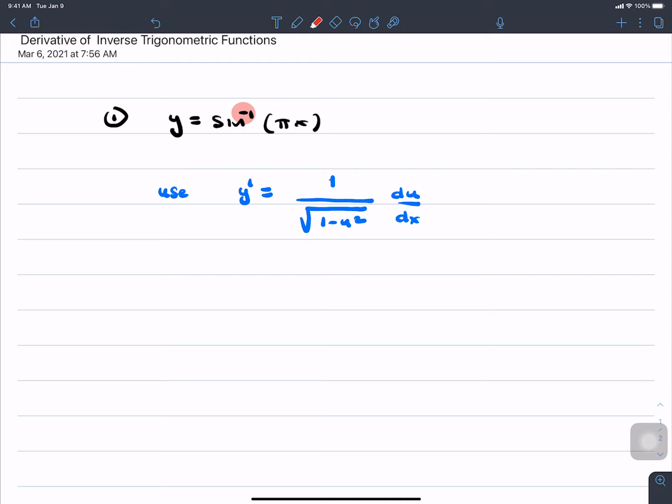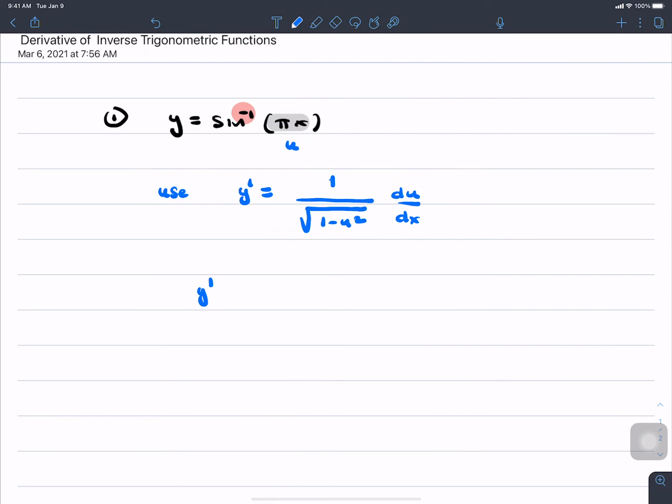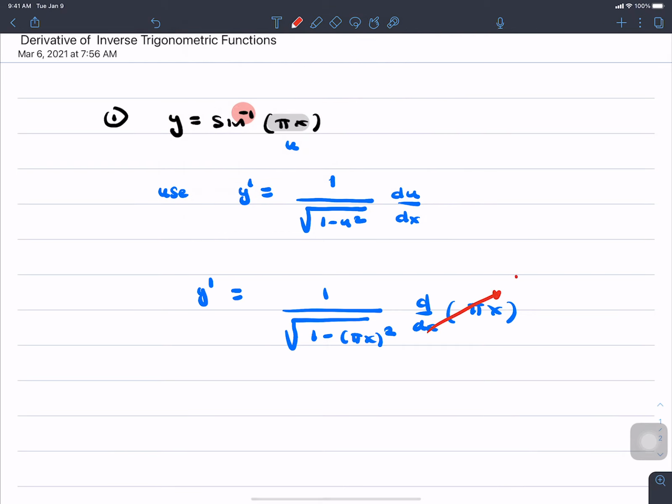So in this case here, we see here that u is going to be pi x. So this is the u portion here. So what I would do here is to say, okay, y prime, that derivative, 1 over the square root of 1 minus pi x in parentheses this to the second power, and by the chain portion multiplied by the derivative of pi x. And ladies and gentlemen, this is just going to be pi.